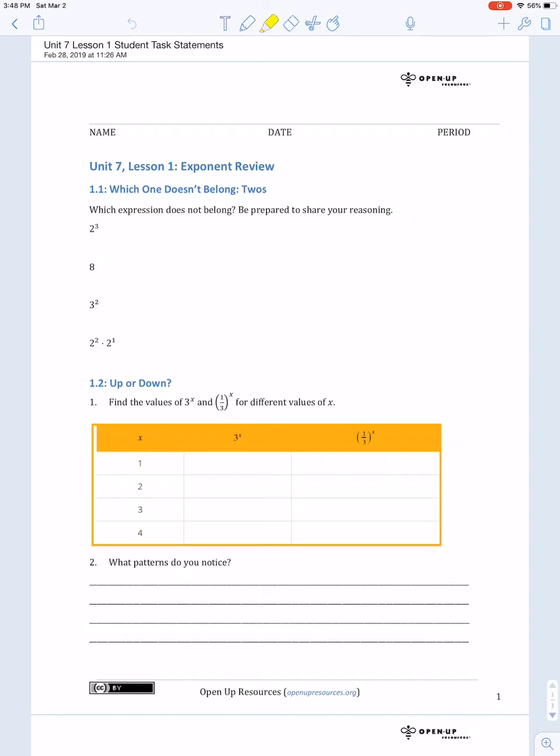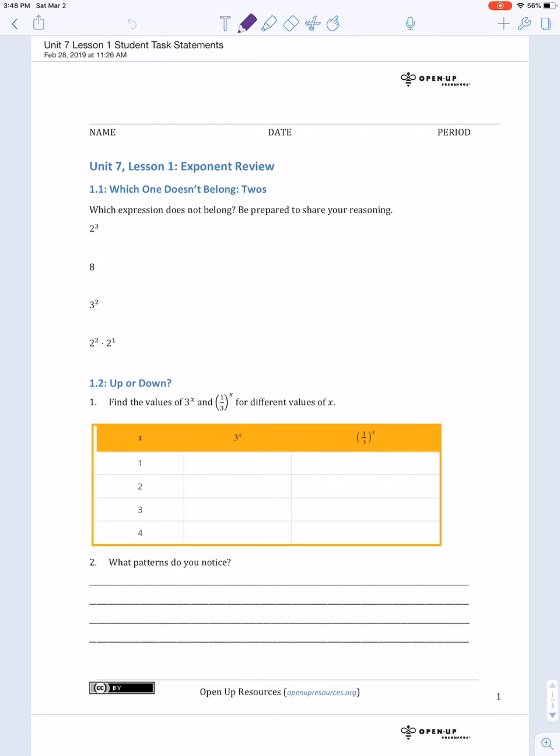Okay, guys. Hi. Today we're going to be doing Unit 7, Lesson 1, which is an expansion of our exponent review from Friday. Your warm-up is a which one doesn't belong, and we're looking at twos. And our question is, which expression doesn't belong? Be prepared to share your reasoning.